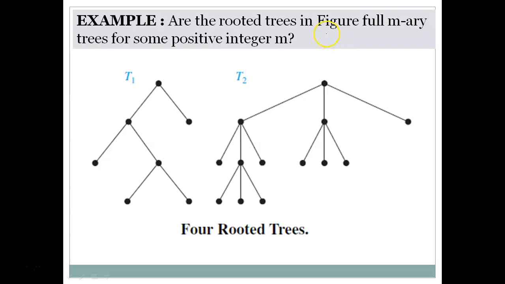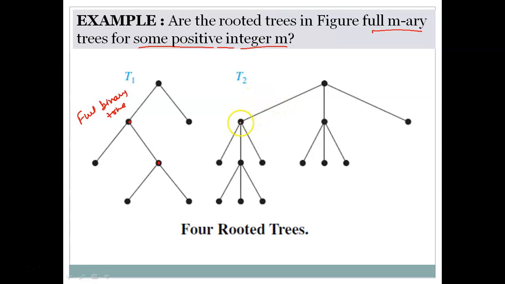Are the rooted trees in this figure a full m-ary tree for some positive integer m? Let us see this T1. This is an internal vertex, and it has 2 children. This is an internal vertex. It has 2 children. So I can say this is a full 2-ary tree or binary tree.